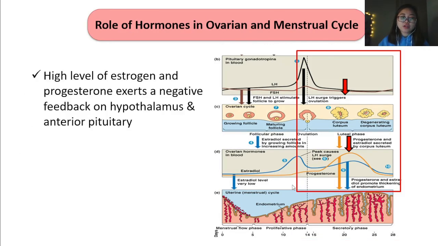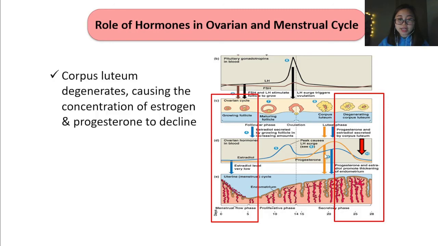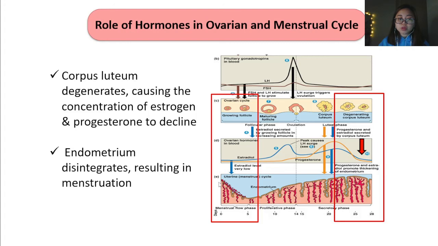After that, the high level of estrogen and progesterone will exert a negative feedback on the hypothalamus and the anterior pituitary. So, bila ada banyak estrogen dengan progesterone, dia akan menyebabkan hypothalamus dan anterior pituitary untuk kurangkan kandungan LH dan FSH yang diorang hasilkan. Bila FSH dengan LH semakin turun, corpus luteum mati, menyebabkan kandungan estrogen dengan progesterone semakin menurun. Progesterone dengan estrogen semakin menurun means that endometrium will disintegrate, causing menstruation.